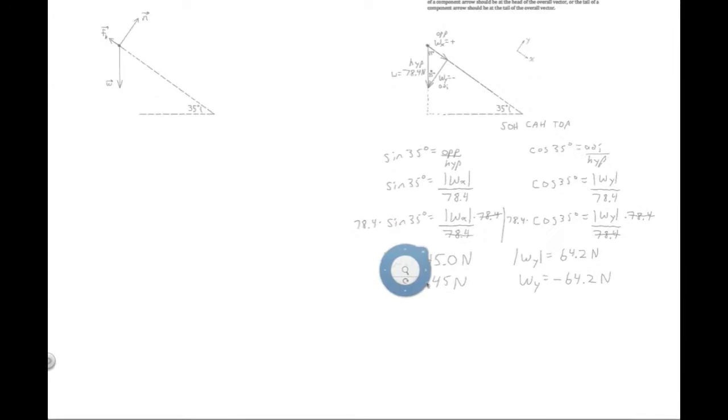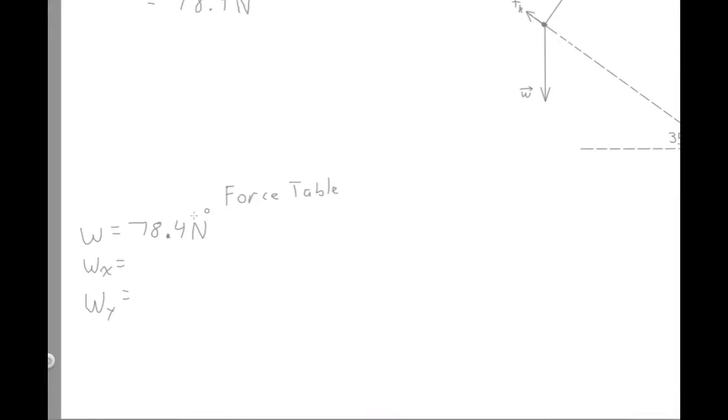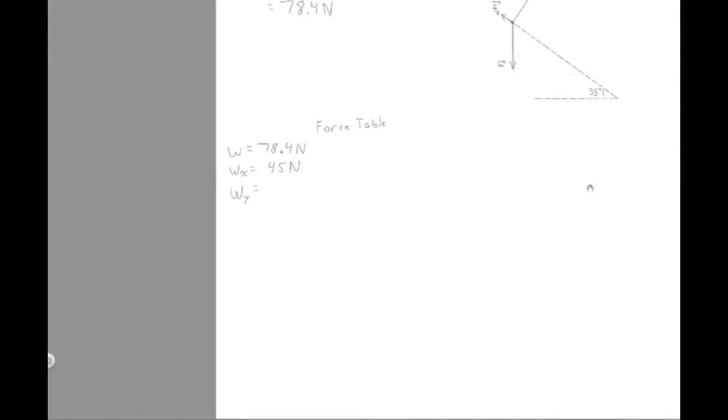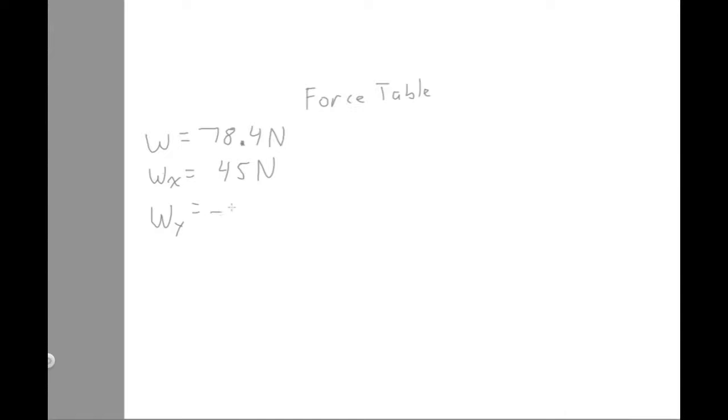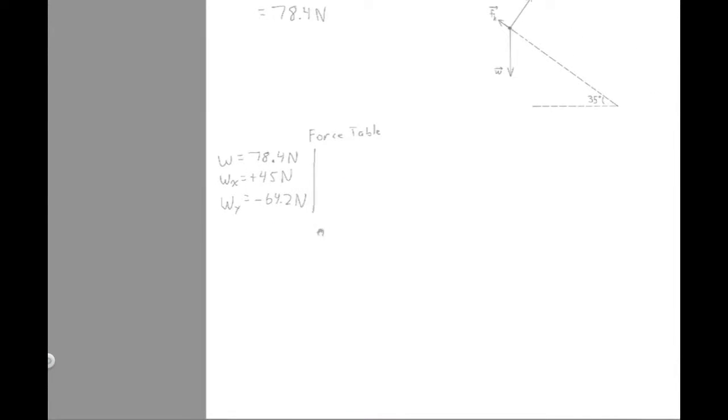Okay, so here we have W sub x is 45 newtons. And our W sub y was negative 64.2 newtons. We should put a plus sign in front of this positive component, which will help us to remember the negative sign that we need in front of the negative component. Okay, so we broke that weight force into components.